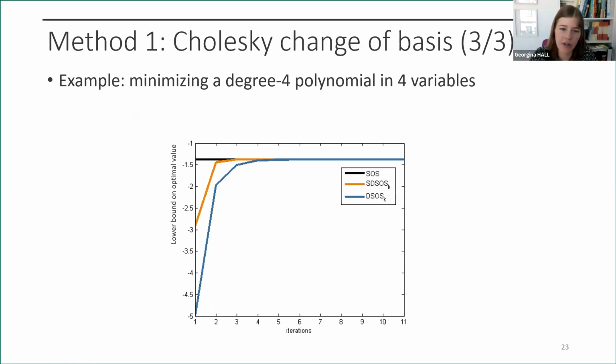And here is a quick graph. When we're trying to minimize the degree for a polynomial in 4 variables, this is the kind of bound I would get with a sum of squares bound, which is around -1.4. If we start with SDSOS and DSOS, we're starting quite low compared to that -1.4. But as we allow ourselves more iterations of this change of basis method, we quickly converge to the lower bound given by the sum of squares polynomial.